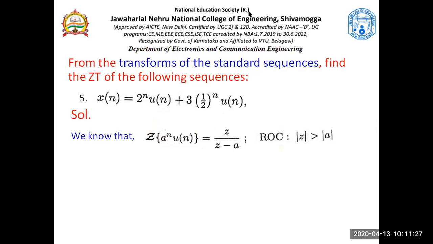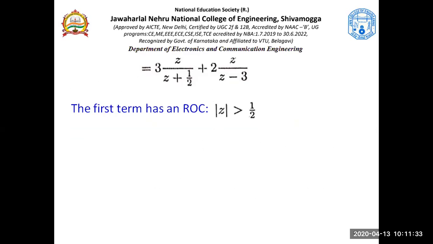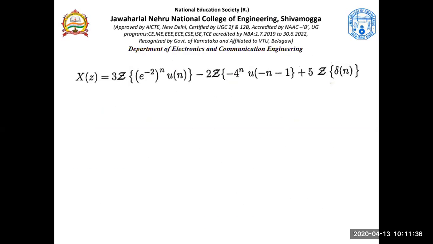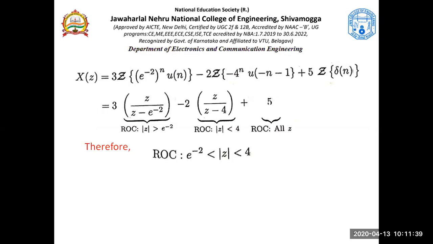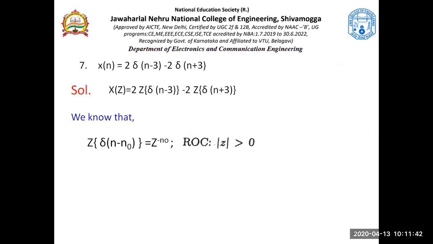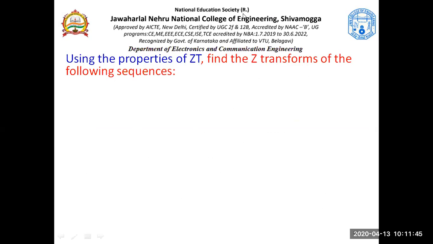Okay. So after this, we have seen all this. What we had to see today was, using the properties of Z transform, find the Z transforms of the following sequences. You should understand by what method we are finding the Z transforms. Earlier, when we started the class, we found the Z transforms by using the equation. Now, we are finding the Z transforms using the properties.